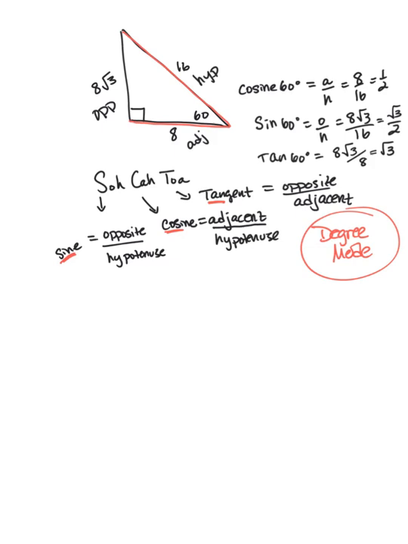Okay, so with the similar triangles, if I had two triangles, let me make two other triangles. Let's say this is 30 degrees. And then I make a smaller version.